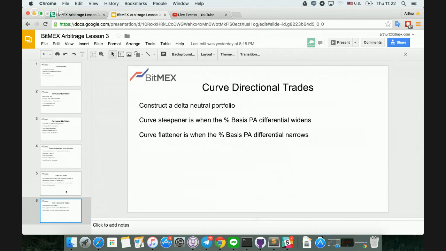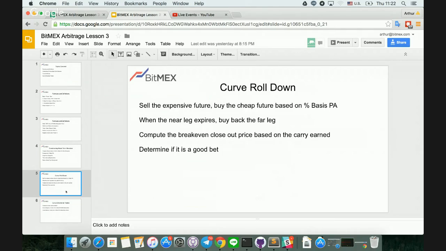Now, probably the easiest way to get started using these trades is to do a curve roll down strategy, i.e. looking at the current term structure of BitMEX futures contracts, where you have the longer dated trading at much higher prices than the shorter dated contracts. You want to be selling, for this example, say XBT M16 and buying XBT H16, because XBT M16 is trading more expensive on a percentage basis per annum term.